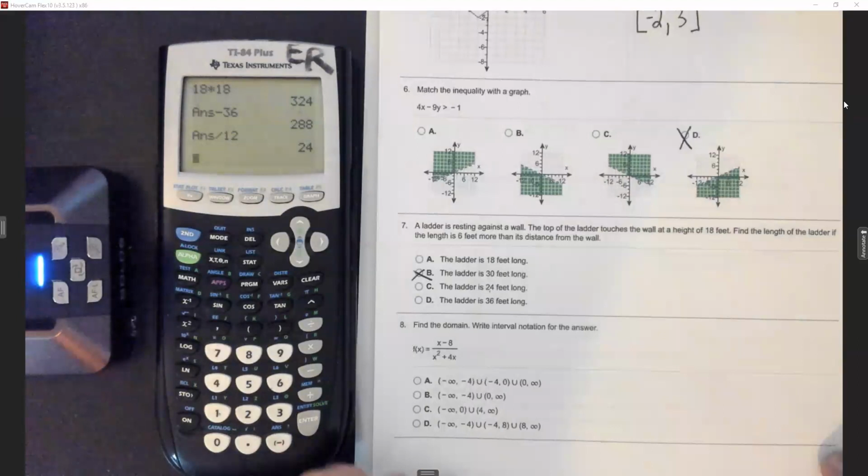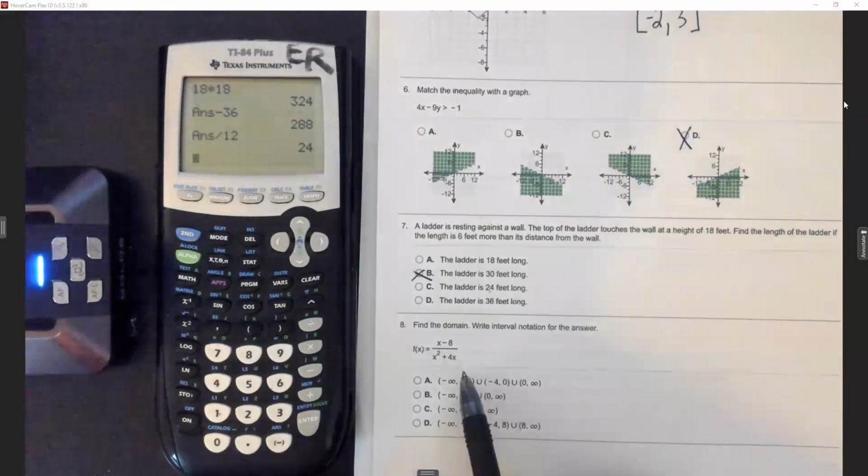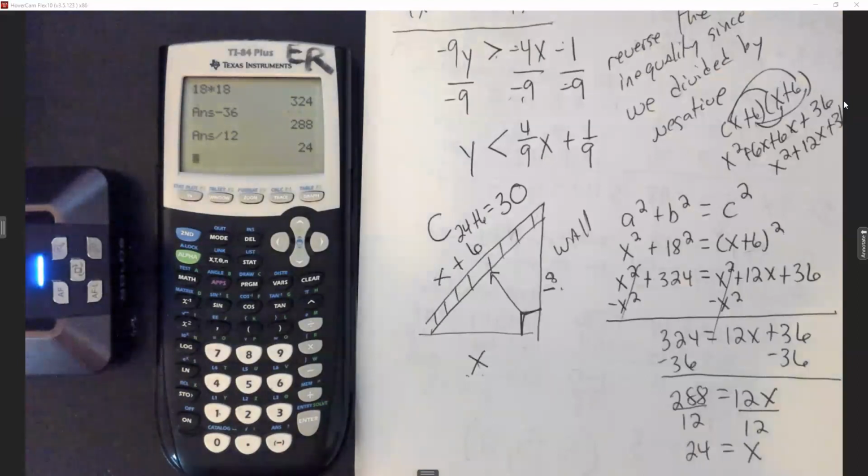Can you go back to what you used at the end of number 7? Yes. Yeah.